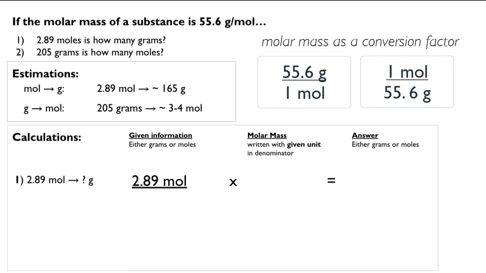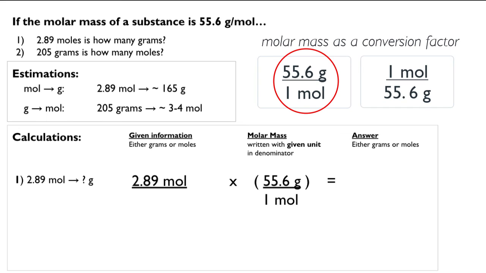But when I'm thinking about using molar mass as a conversion factor, I can use either conversion factor to help me to solve my problem. I want to pick the conversion factor that has the unit that I'm starting with in this problem, in this case moles, in the denominator, and has the unit that I want to end up with, in this case grams, in the numerator. So I'm going to write 55.6 grams over 1 mole. That's telling me the ratio of grams to moles in my molar mass.